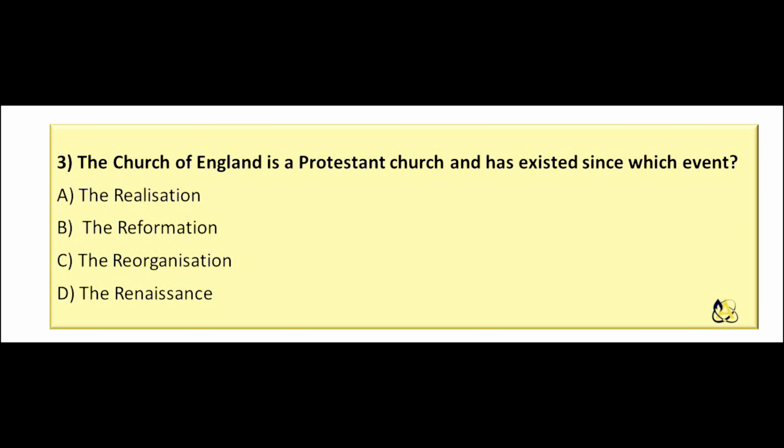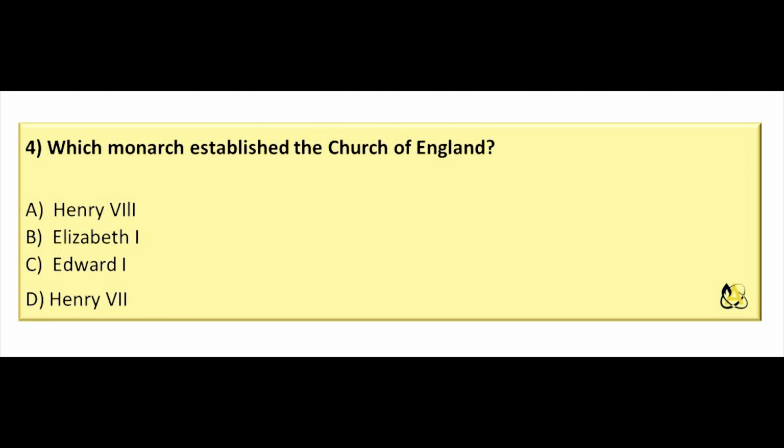Question 3. The Church of England is a Protestant church and has existed since which event? A. The Realization. B. The Reformation. C. The Reorganization. Or D. The Renaissance. And it's B, the Reformation. Question 4. Which monarch established the Church of England? A. Henry VIII. B. Elizabeth I. C. Edward I. Or D. Henry VII. But the answer is A, Henry VIII.